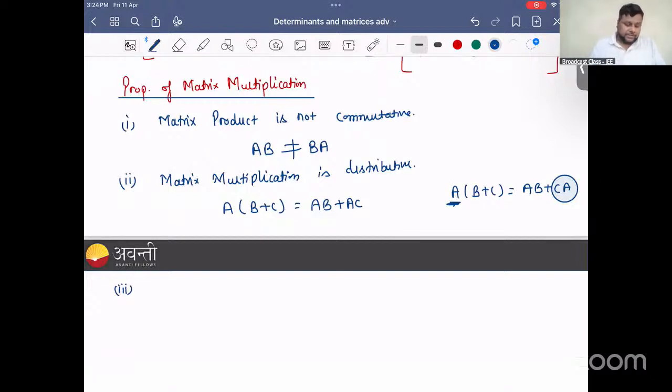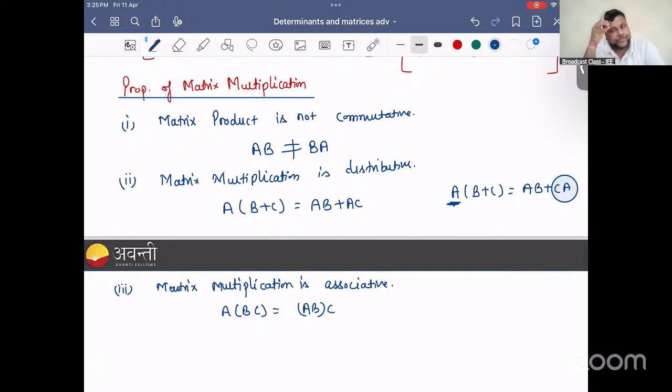Now, third property. Matrix multiplication is associative. So A times BC is AB times C. Means you first do BC, then multiply with A, or you first do AB, then multiply with C. It does not make any difference.